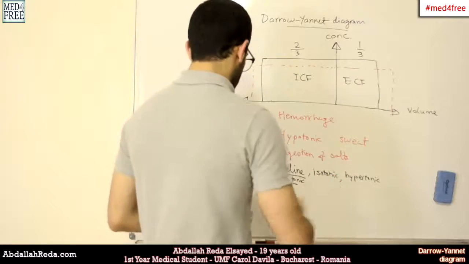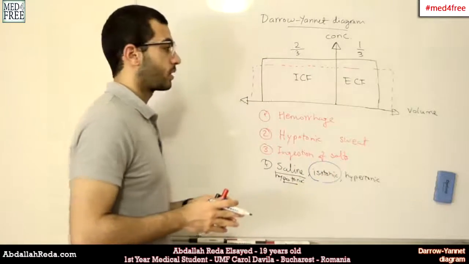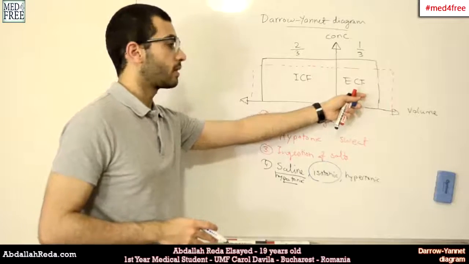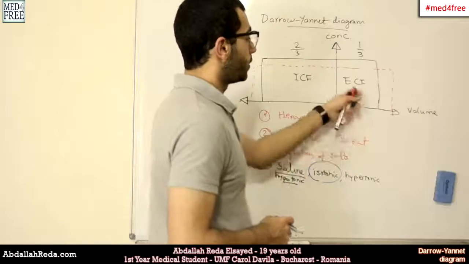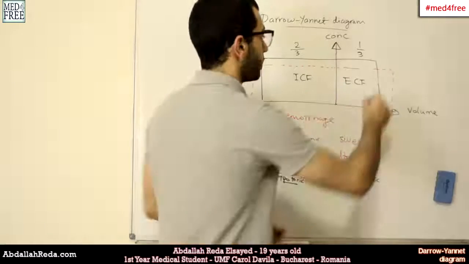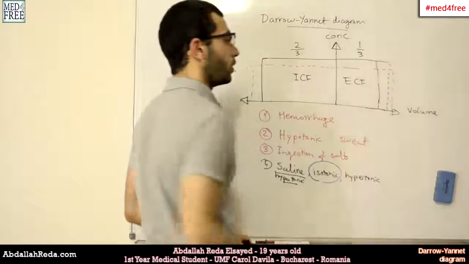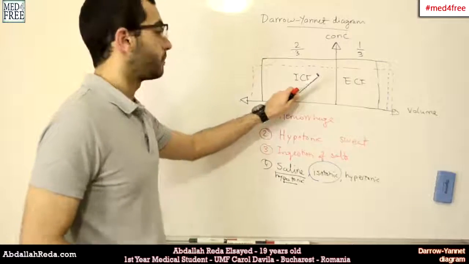In the isotonic case, just like the loss of an isotonic solution, it only affected the extracellular fluid compartment. It's the same here. The isotonic fluid ingestion will only affect the extracellular fluid compartment, so it will lead to an increase in the volume of the extracellular fluid compartment without doing anything to that side.